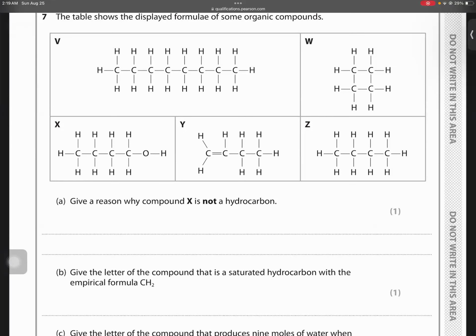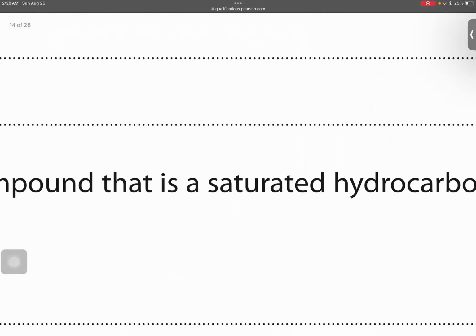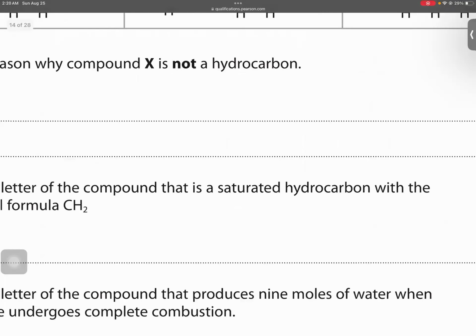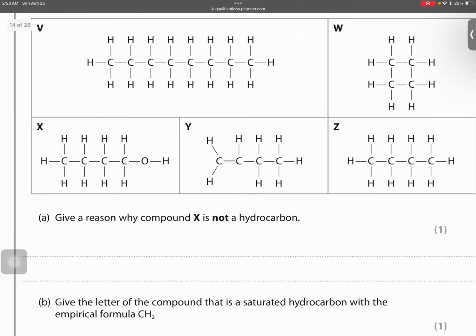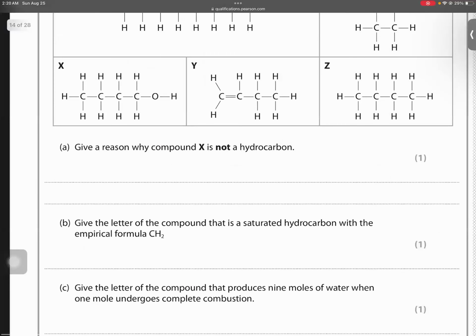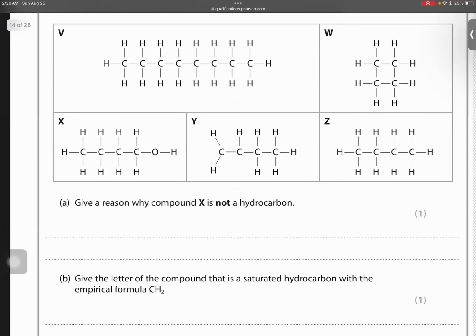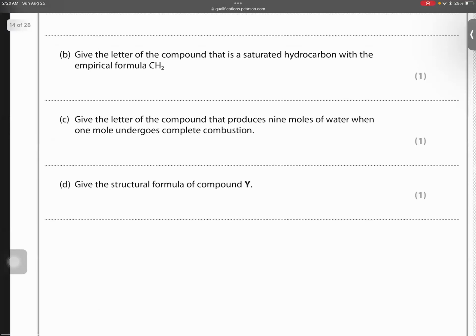Remember they have mentioned saturated hydrocarbon. Saturated means single bond, not double bond. So it can't be Y. Exactly. It's only W. Saturated means single bond. Y has double bond. So yes, C.